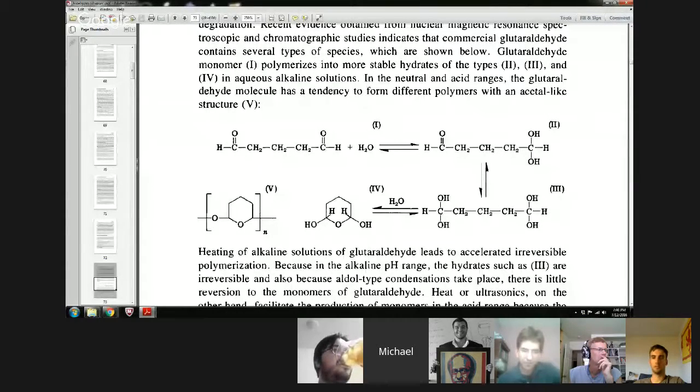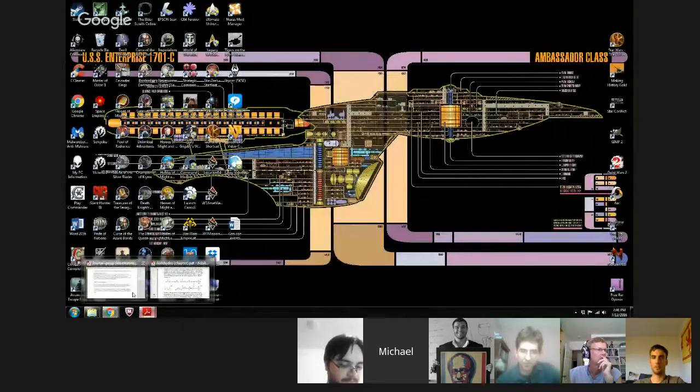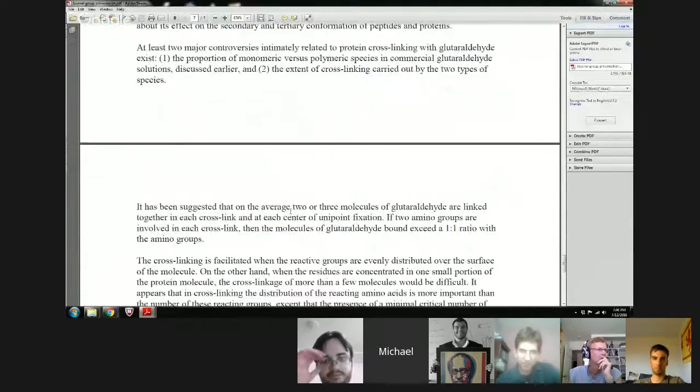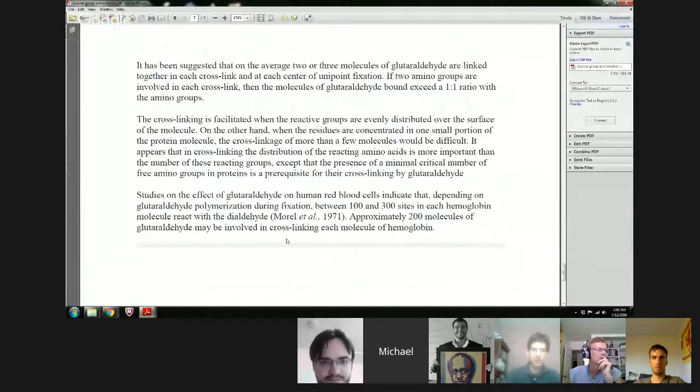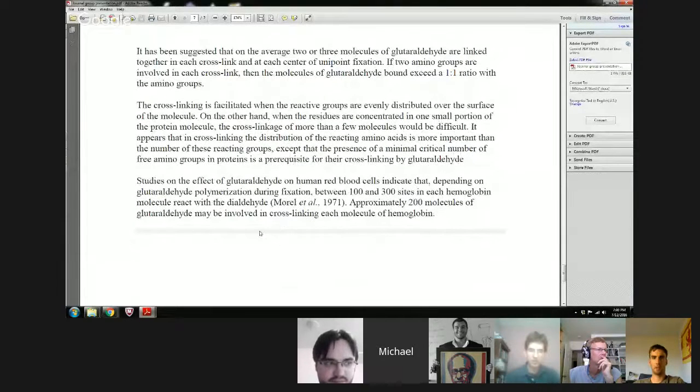Yeah, well, let me jump back, there was one thing I wanted to mention. One thing that was interesting was they did some studies of hemoglobin, looking at how many glutaraldehyde molecules are there. On human blood cells, depending on the glutaraldehyde polymerization, between 100 and 300 sites in hemoglobin will react with the dialdehyde. Approximately 200 molecules of glutaraldehyde may be involved in cross-linking each molecule of hemoglobin. And the hemoglobin is just made up of what, maybe 300 amino acids? So that's almost every single one, 2 out of 3 being fixed with the glutaraldehyde.